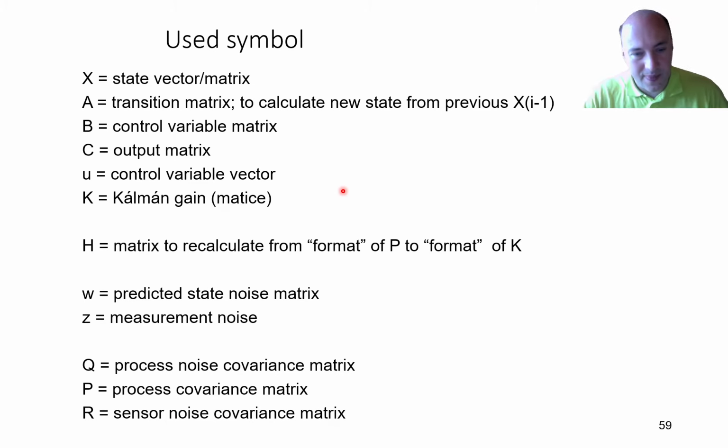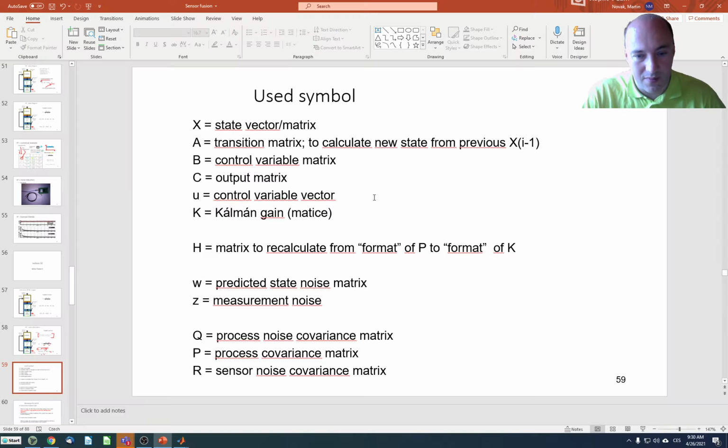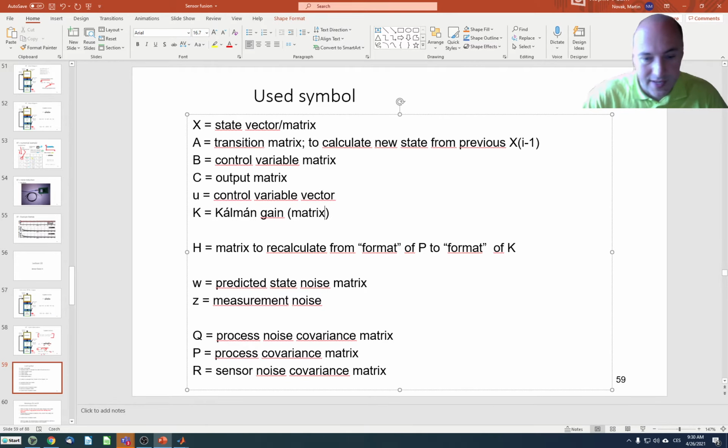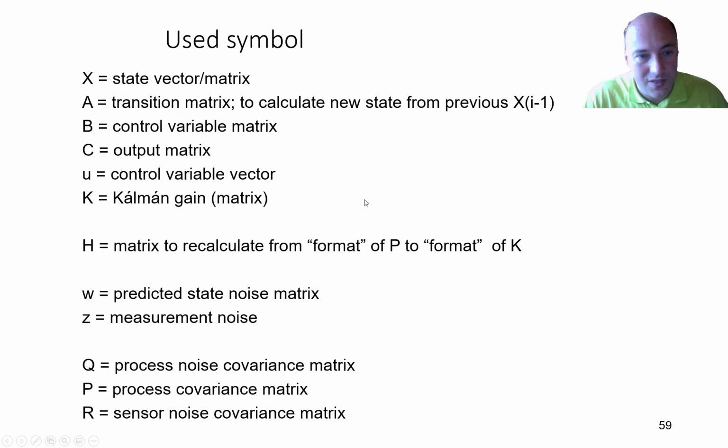What are the symbols that I will use in my explanation? See, I forgot to translate something. So obviously the x will be the state vector or matrix. A is a so-called transition matrix, and it is related to the dynamic behavior of the system. So it's telling me how the system is behaving if, for example, you made a transient change.